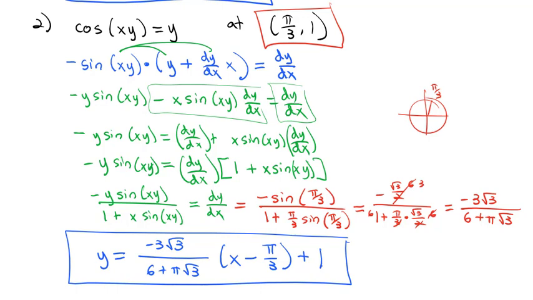So that's implicit differentiation. The idea behind implicit differentiation is that we just take the derivative of both sides of the equation, using the chain rule, knowing that the derivative of y is dy/dx, because y is a function of x. It's not just a variable. It is a function of x. So we use our chain rule and multiply by the derivative of y. Then we just have to solve the resulting equation for dy/dx.